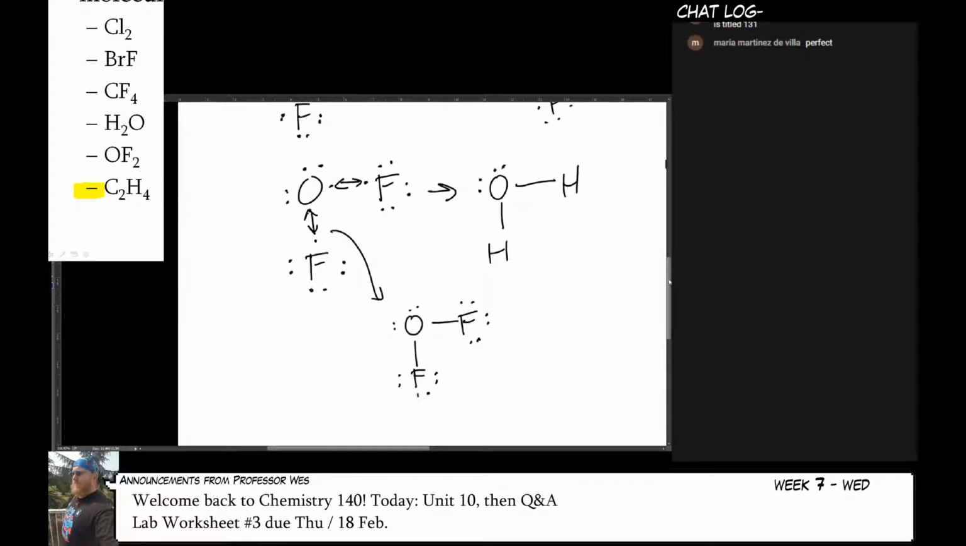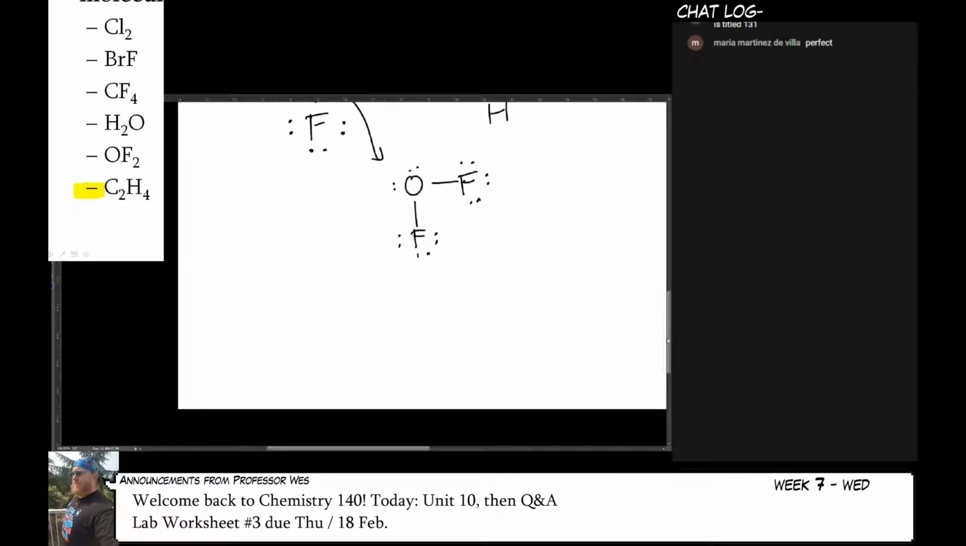Finally, we have C2H4, which we'll do down here. So each carbon has 4 electrons. I got 4 hydrogens here. How the heck do I make this work?